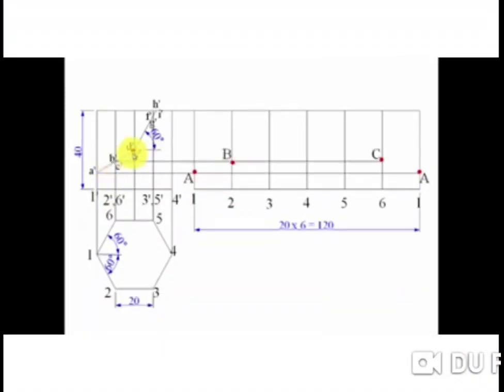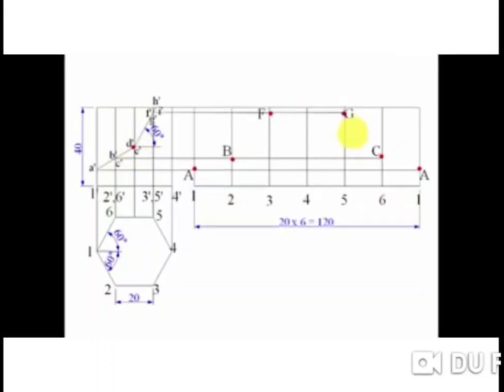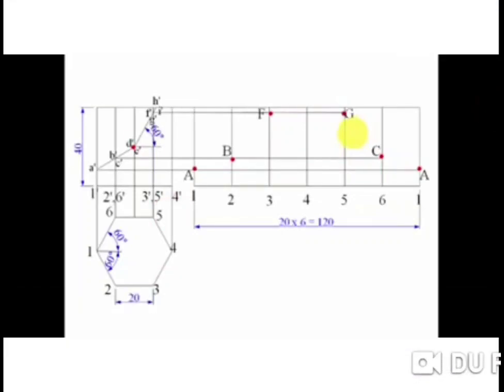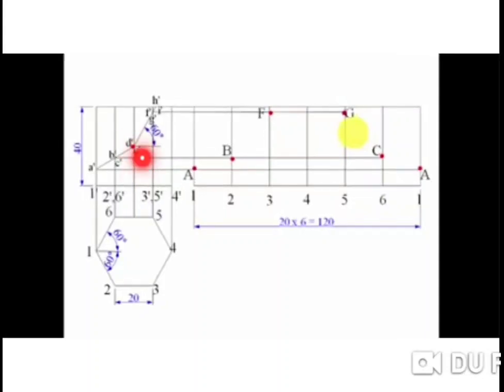Second, B and C. Where are B and C? On 2, 2 and 6, 6. This is the point F and G. They are on the vertical edges 3 and 5. Here DC is not required because it is a center line.